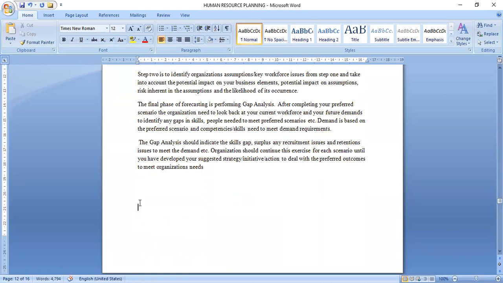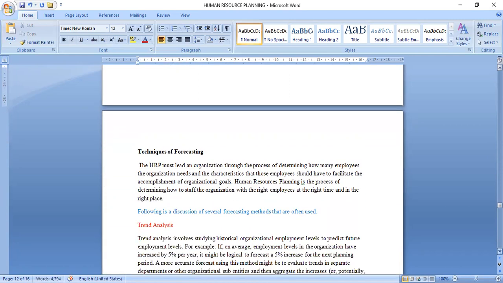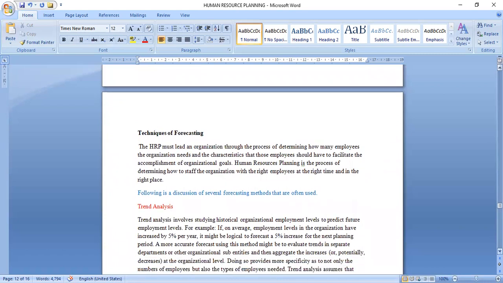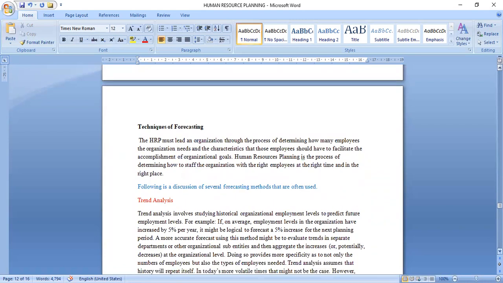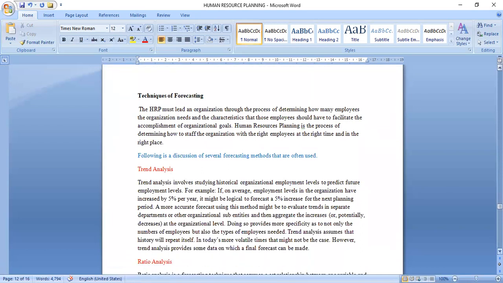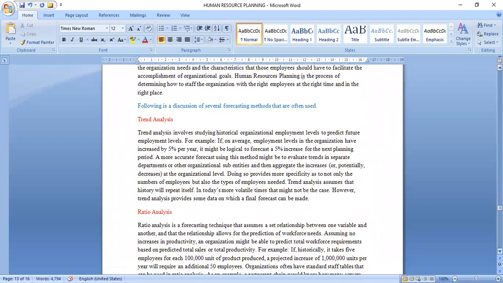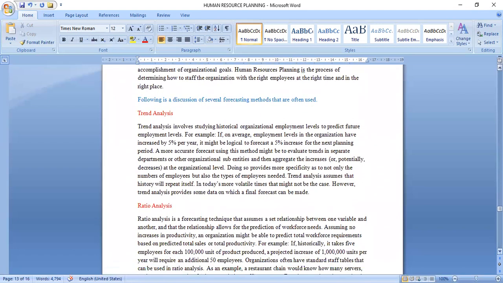So let's go to the techniques of forecasting in this second step of human resource planning. Remember, our first stage of the human resource planning process was analyzing, and we are looking now at our second phase, which is forecasting. So let's look at the techniques of forecasting. There are different techniques, and one of them is what we call the trend analysis.